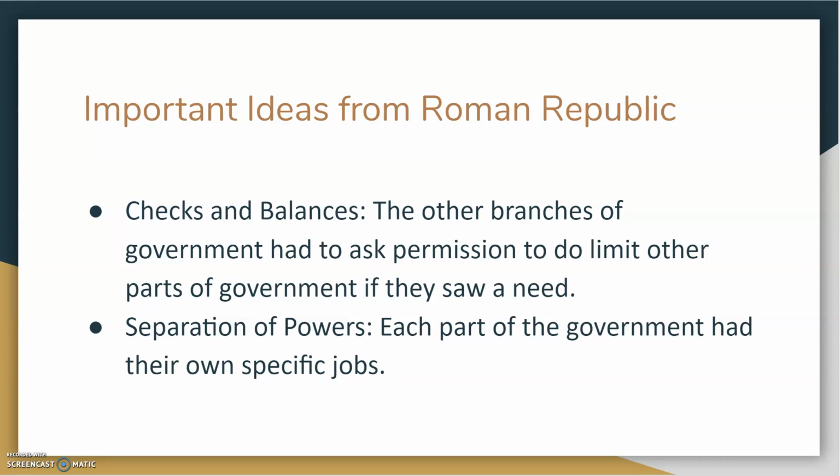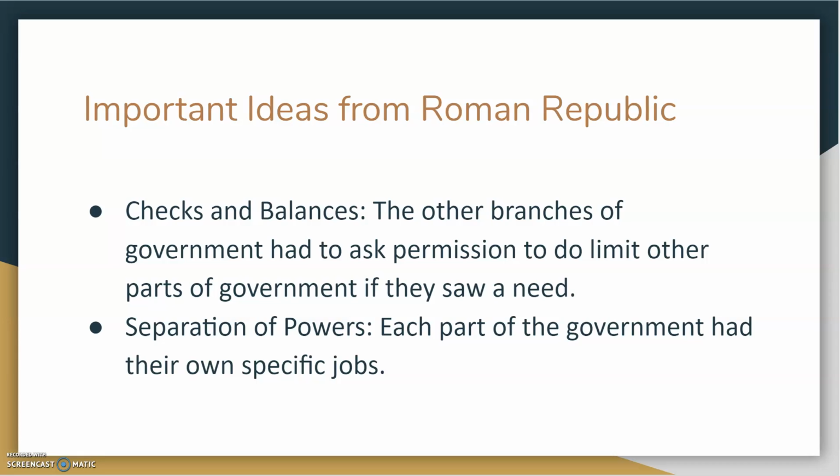So some important ideas that started in the Roman Republic is the idea of checks and balances. Checks and balances is where the other branches have to ask permission to do certain things. It limits other branches' power. And so this really put a hold on the power of the three branches of government. And we use checks and balances today in our government because not one branch has all the power.